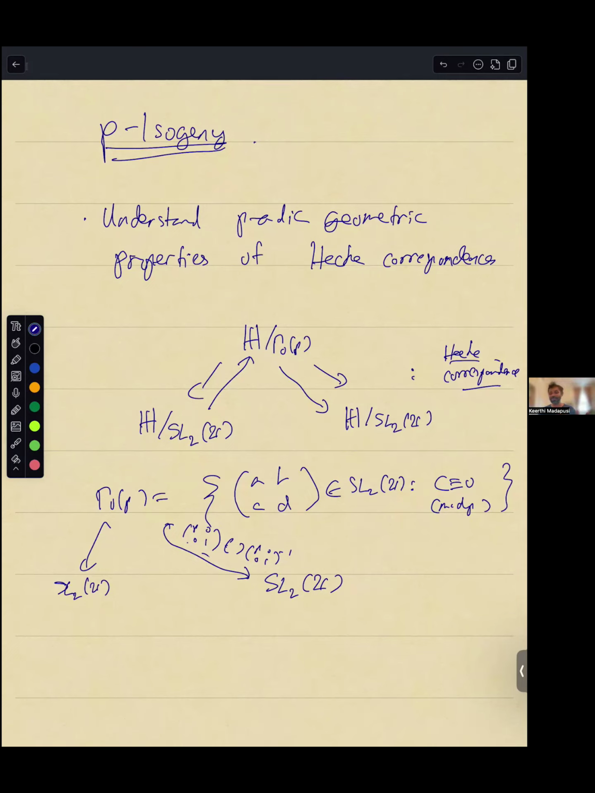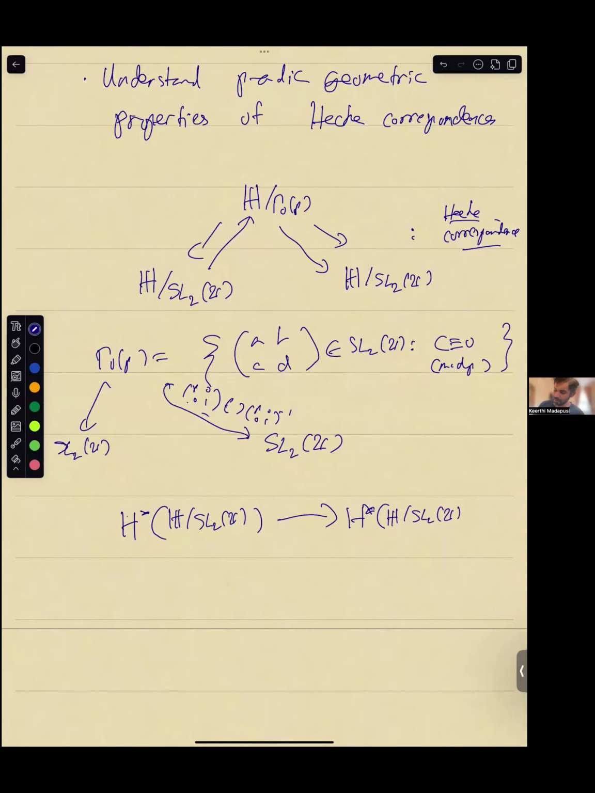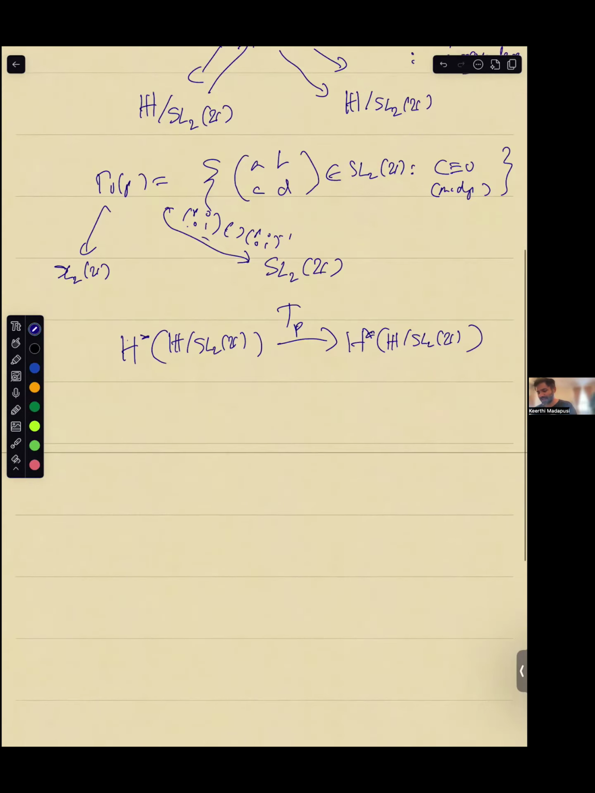In any reasonable cohomology theory, you can use this geometric correspondence to get some kind of operator from the cohomology here to itself. So it's an endomorphism of this guy, and this is the operator TP. It's obtained from this geometric guy.